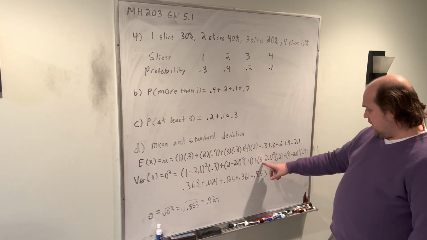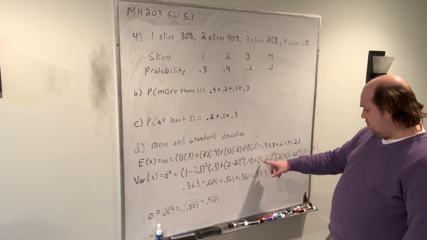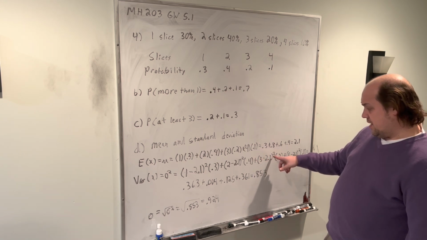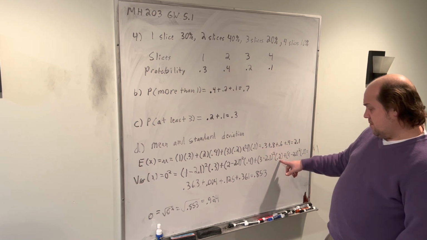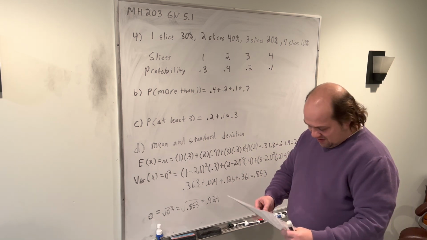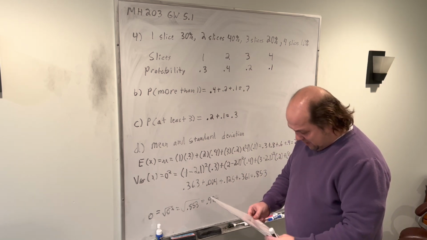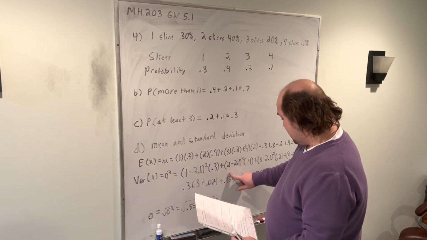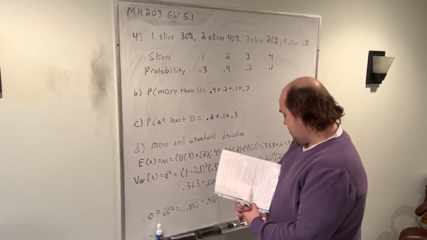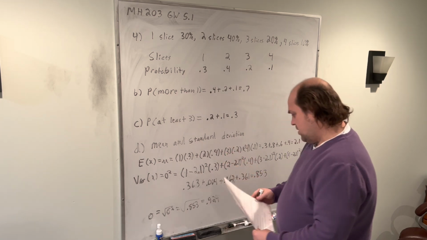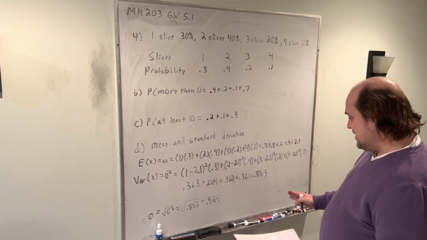Let me just double check this one. This should be 3 minus 2.1 is 0.9. 0.9 squared is 0.81. 0.81 times 0.2. Yeah, I'm sorry. This is a little off. Like he has it written 2 different ways. This should really be 0.162. Sorry. 0.162. Let me make sure that this adds up right real quick.